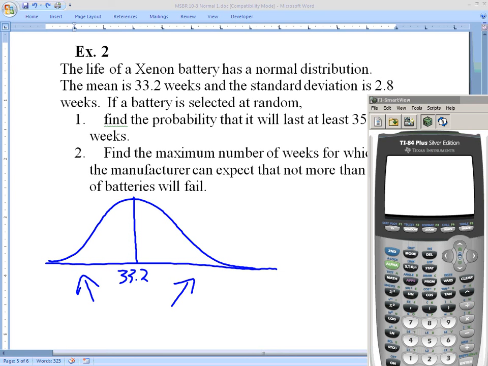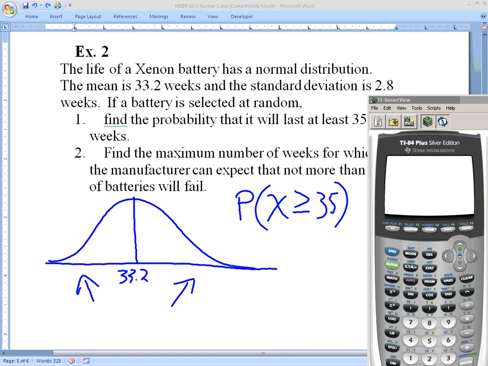So we're asked now to find the probability that it will last at least 35 weeks. Well, what have they given us? They've given us actual data, an actual X value. So is this inverse norm, or is this the regular norm that we did in the past? We want at least 35 weeks. We could rewrite that as the probability that our data X is at least, meaning greater than or equal to, 35. So we're going to use our normal distribution CDF program on our calculator.